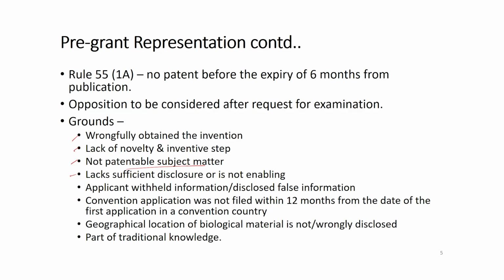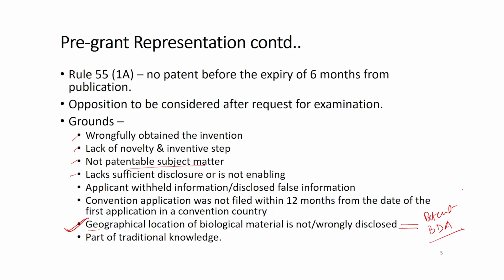This is an important point. If geographical location of biological material is not disclosed or if it is wrongly disclosed. Why I am saying this is important? Because this is something which comes out of the interface between Patent Act, and Biodiversity Act. Biological Diversity Act requires us to adopt the mechanism of benefit sharing. Any invention which is based on biological resources, the benefit of that invention must be shared with people who have provided you the biological material, the starting material.